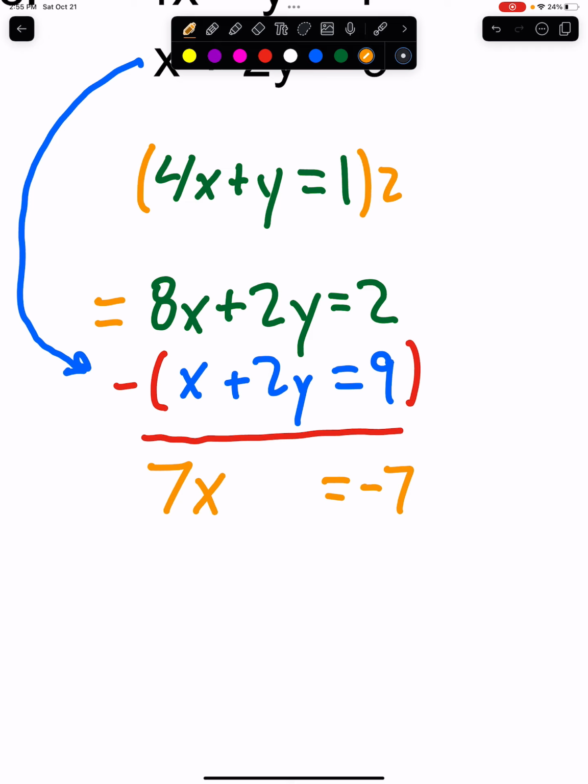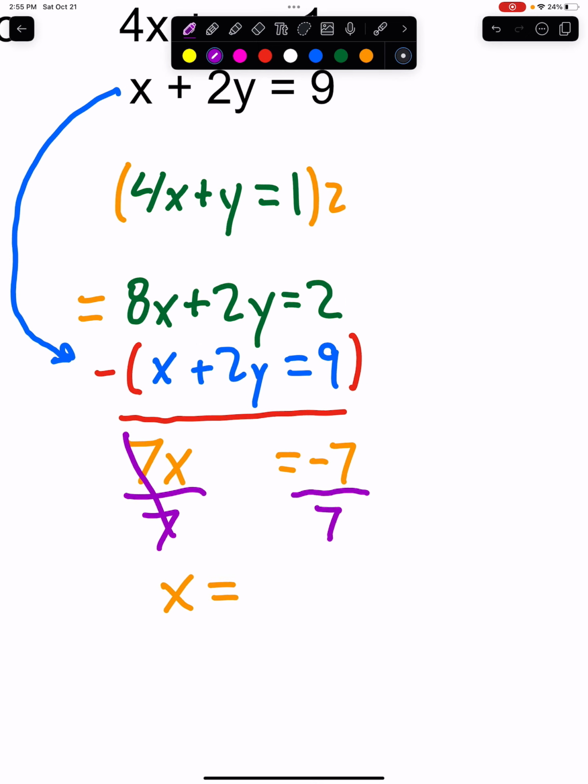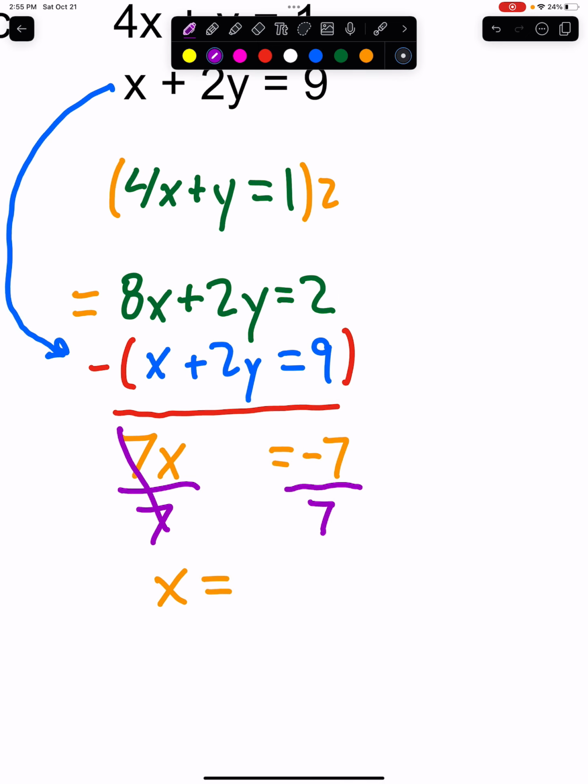And now we're going to try to get x by itself. I've got 7x. I don't want 7x. I just want 1x. So if I divide by 7, I'll get x by itself down here, because 7 divided by 7 is 1. There's 1x down there. But remember, if we do something to one side, we got to do it to the other. So I got to divide this side by 7.